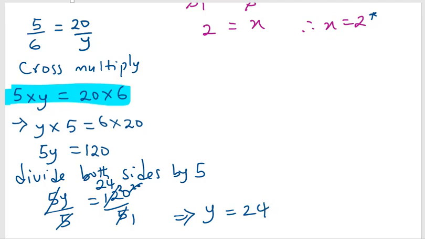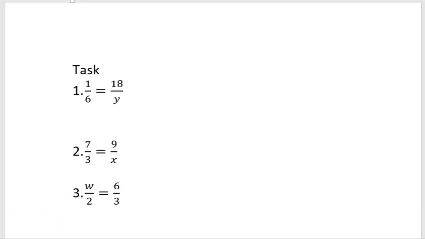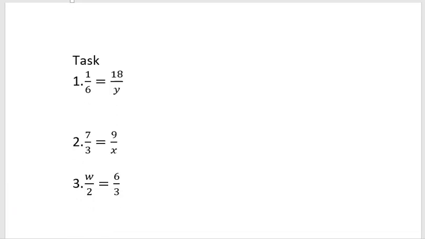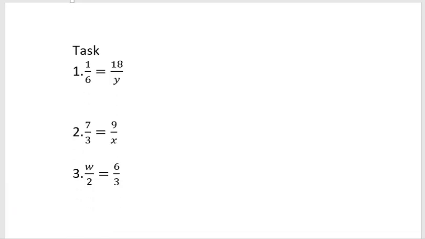We'll have some tasks, and I want you to do them yourself. Okay, so just 3 tasks, which means it's small and simple.